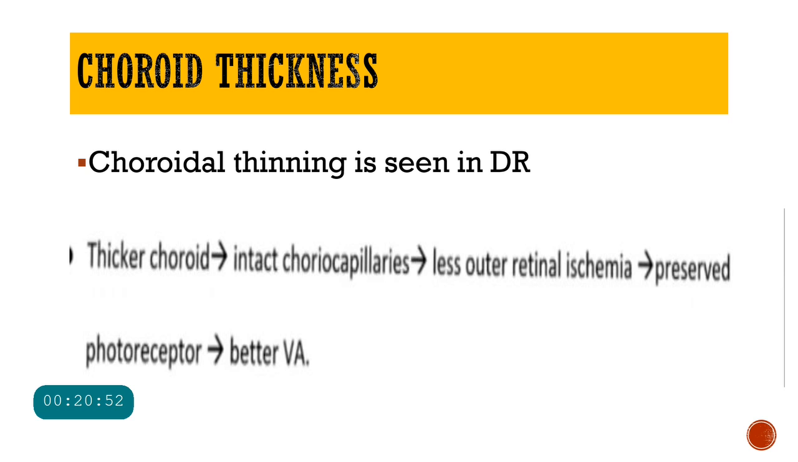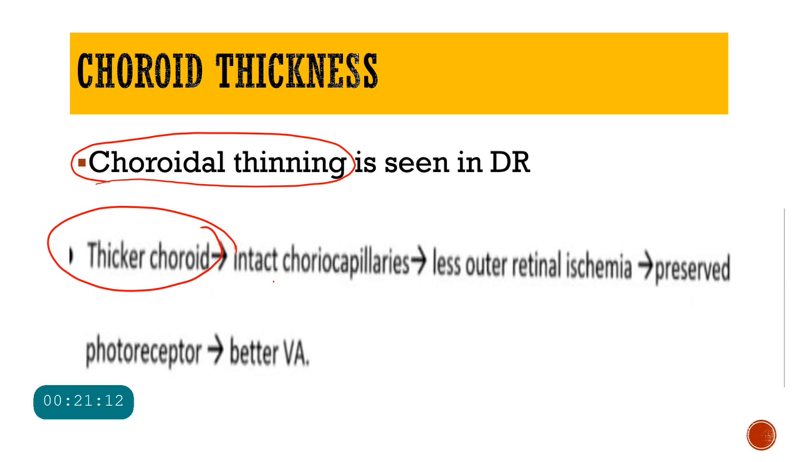Then we have the choroidal thickness. Now, usually in diabetic retinopathy, what we see is thinning of the choroid. The thickness of the choroid can actually serve as a predictor of the outcome in a patient. If a patient has a thicker choroid, what does it mean?